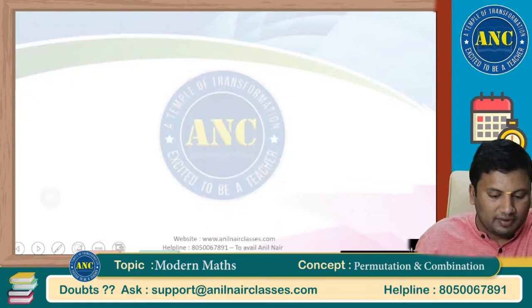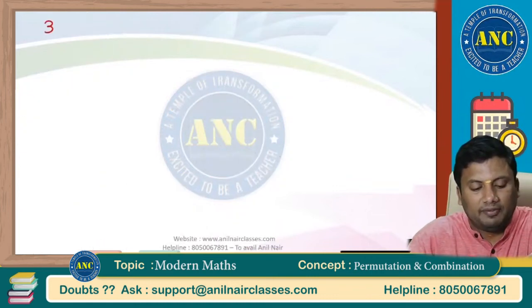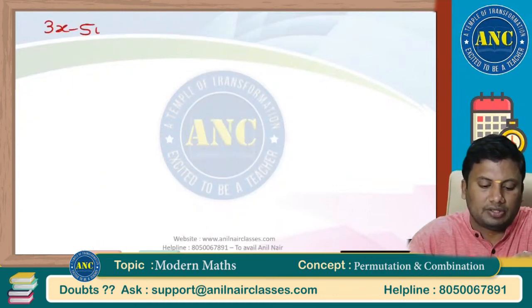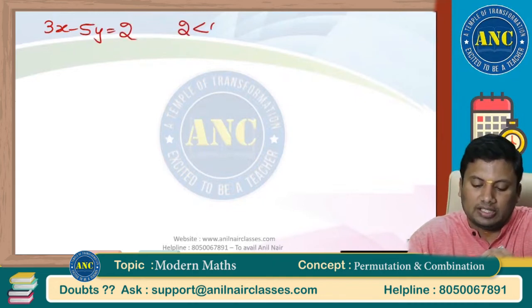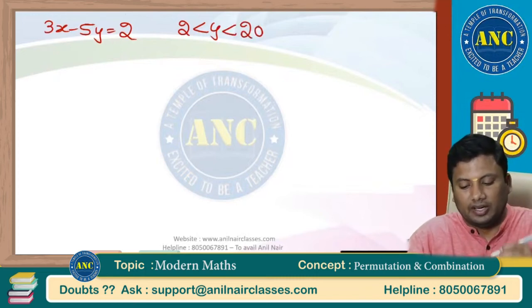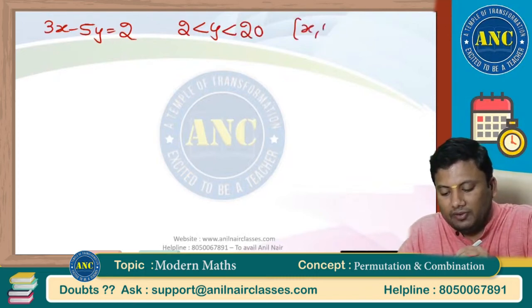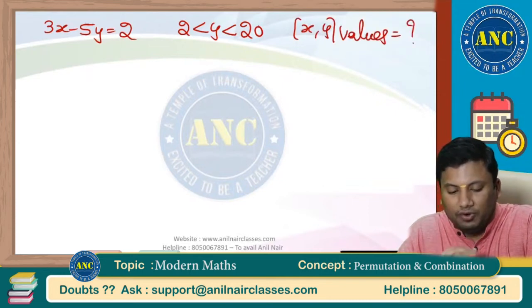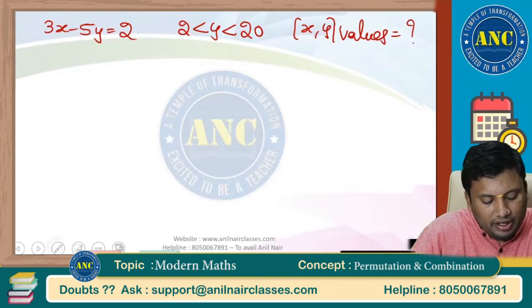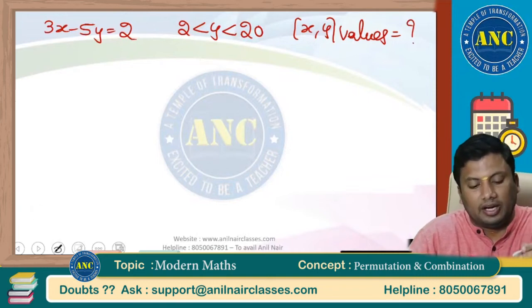One more question I will solve, then the idea will be very clear to you. 3x minus 5y equivalent to 2, with 2 less than y less than 20. How many x and y values will satisfy the equation? 3x minus 5y equivalent to 2.